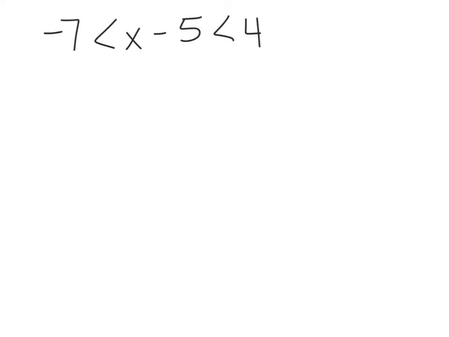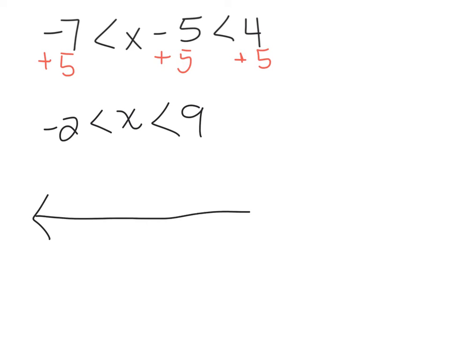To solve a compound inequality, you're really going to take the same steps that you took to solve a regular inequality. You want to get x by itself, so you need to get rid of that -5. The way to get rid of -5 is to add 5. But if I'm going to add 5 to the middle of the inequality, I have to add it to every side in order to maintain a balanced inequality. So my new inequality is -2 is less than x is less than 9. So the possible solutions for x are any numbers between -2 and 9.